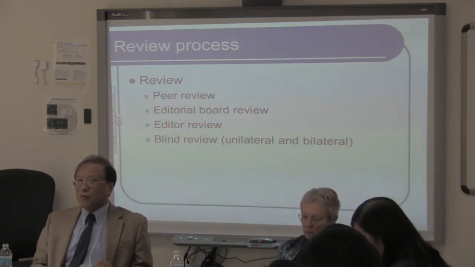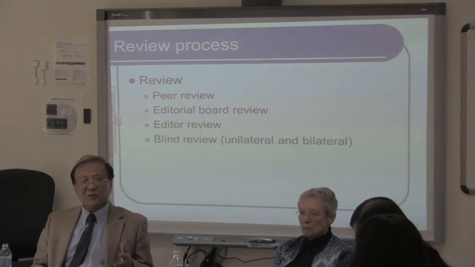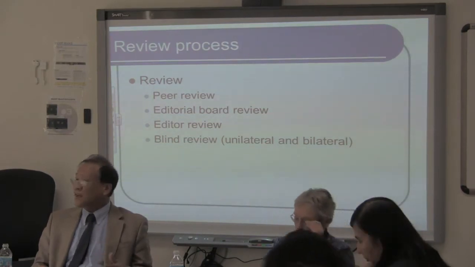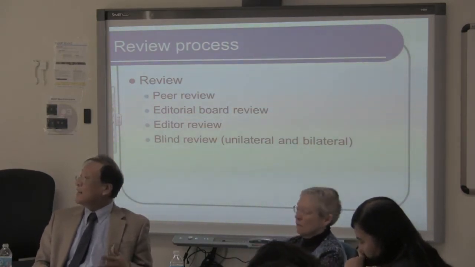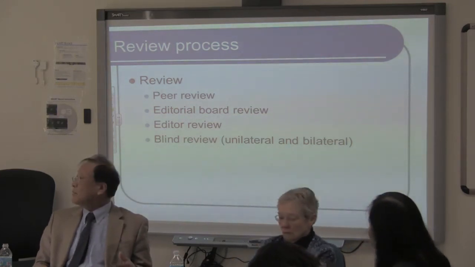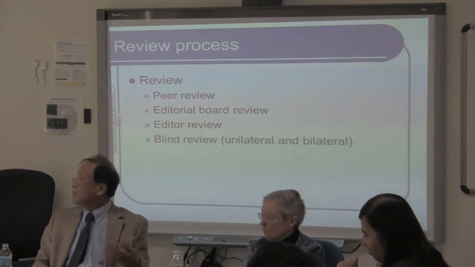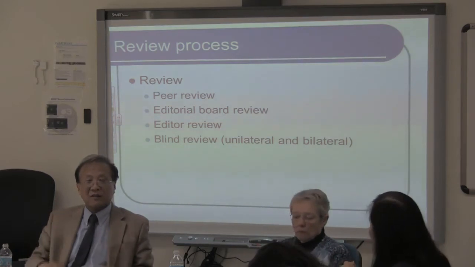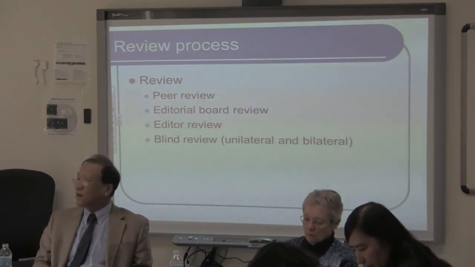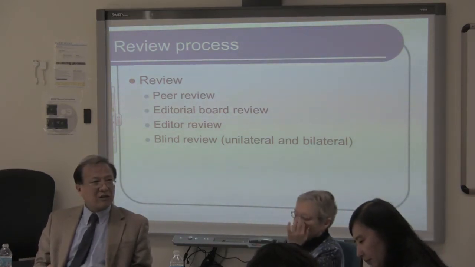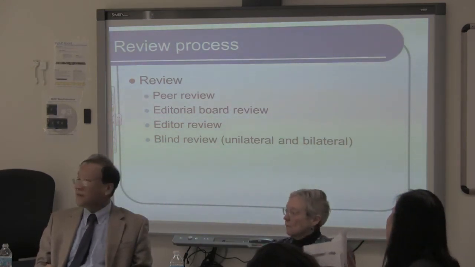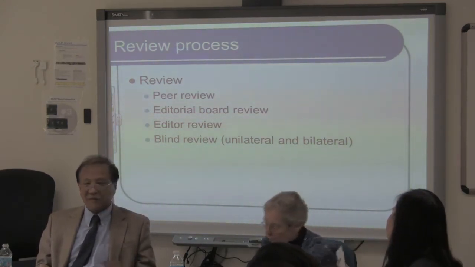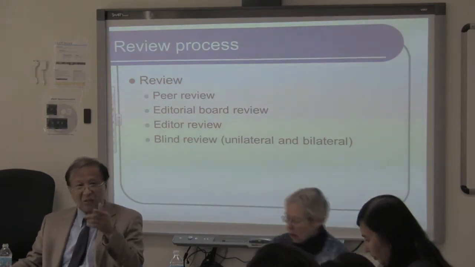Reviewers, and the review actually really depends on the journals, and there are different kinds of review: the peer review, and second, editorial board review, and editor review, and blind review, and bias. There are different kinds of reviewers. I think the first one is the most common one. And sometimes they go to the editorial board, and sometimes the editor can make a decision.